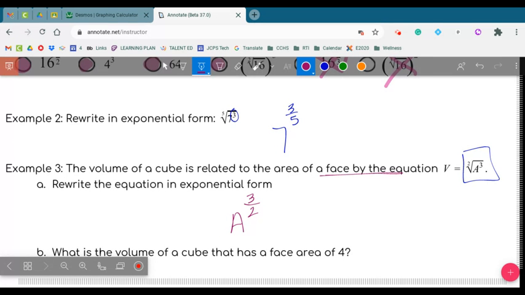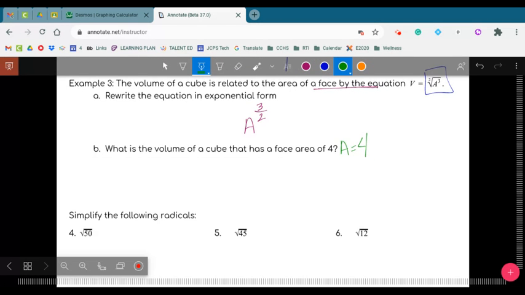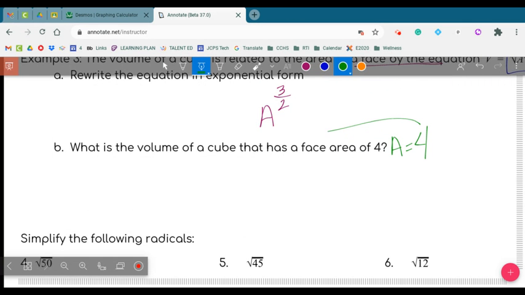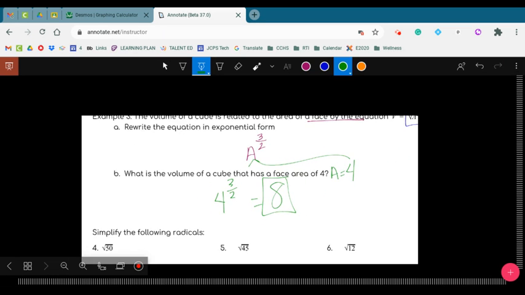So, it says, what is the volume if the cube has a face area of 4? So, this means that your A value equals 4. So I'm going to plug in 4 for my A. So I'm going to have 4 to the 3 over 2. And you're just going to plug that into the calculator, you guys, and you should get 8. So that is the volume of the cube.